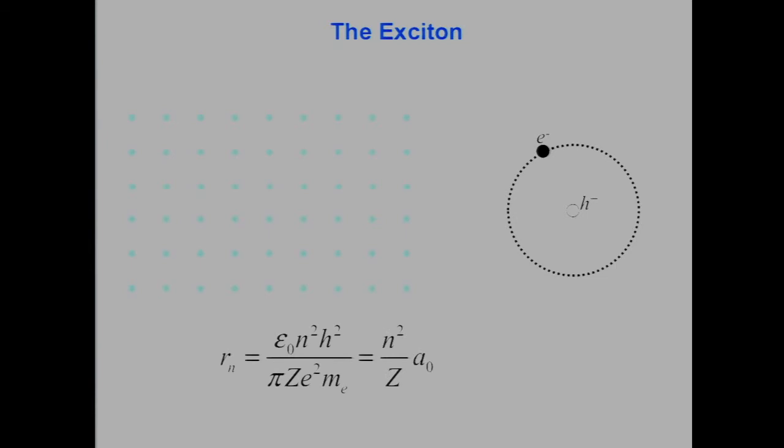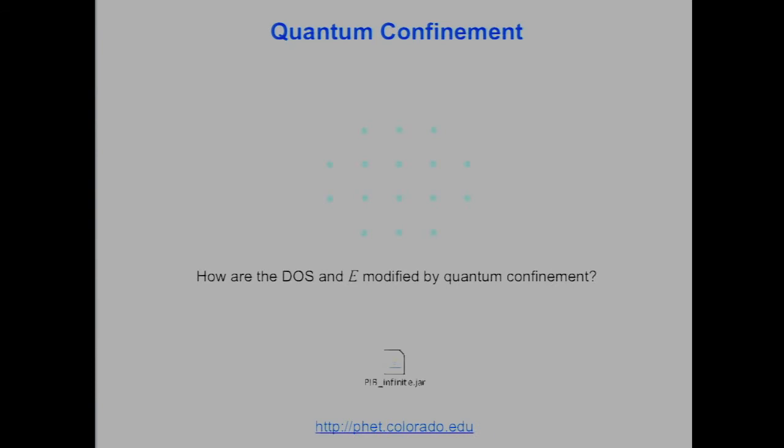There is a typical radius called the Bohr radius that tells you how far apart the electron is from the hole. And if we now take this exciton and put it not in a large bulk semiconductor, but in very small particles called quantum dots, nanoparticles, then the fact that the size of the particle is similar to the size of the exciton brings about quantum confinement effects. So let's talk a little bit about quantum confinement.